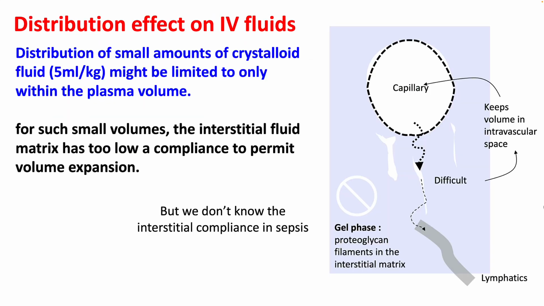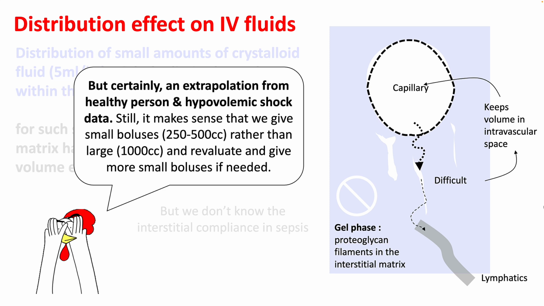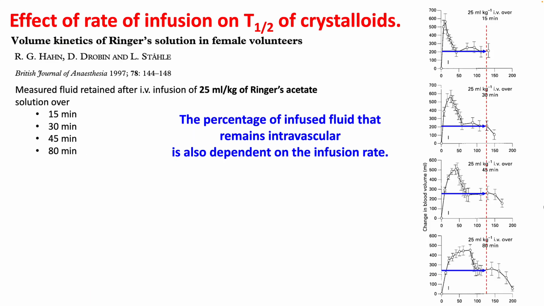From the previous lectures, we learned that the distribution of a small amount of crystalloid, like 5 ml per kg, might be limited only to the plasma volume. Because for small volumes of infusion, the interstitial fluid matrix has too low a compliance to permit volume expansion. However, we don't know the interstitial compliance in sepsis. We are certainly extrapolating this data from the healthy person and patients with hypovolemic shock. So it makes sense that we give small boluses more frequently and reevaluate rather than give large boluses at one time. We also learned the rate of infusion also affects the half-life of crystalloid.